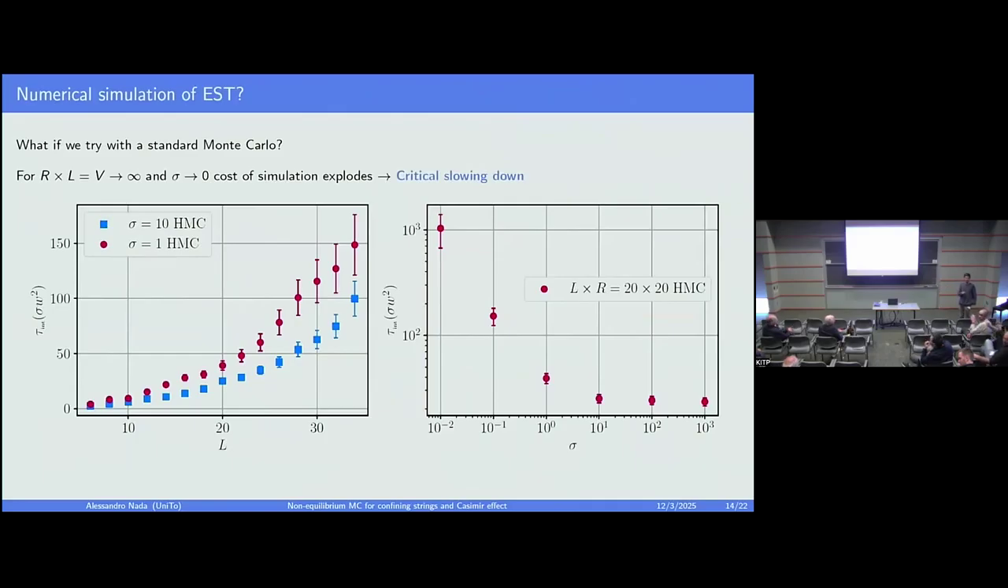Maybe Yuya was next, and then Victor. So could you make a comment on comparison with, for example, parallel tempering methods?